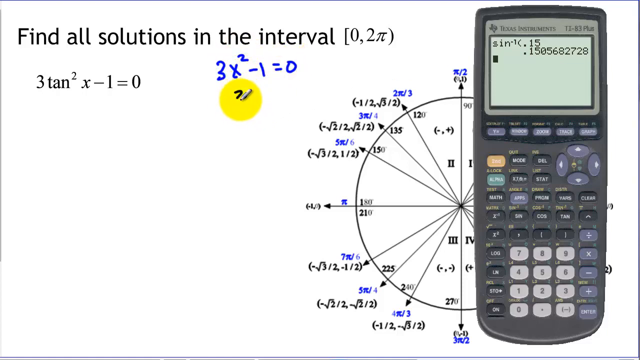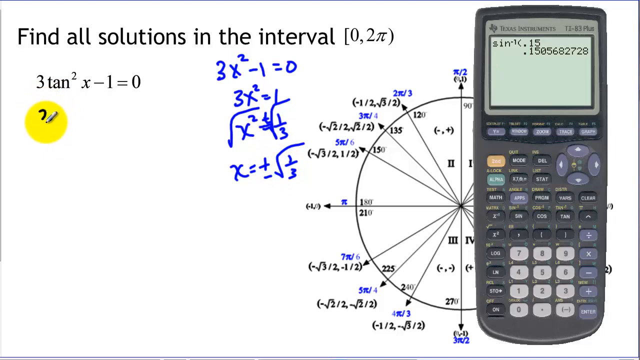So we would add the 1, get the x squared by itself, and then we would take the square root of both sides. And an important part is we have to remember that we have both a positive and a negative square root. And then we could rationalize that. So if we do the same thing over here, we've got 3 tan squared of x equals 1. We divide by our 3.